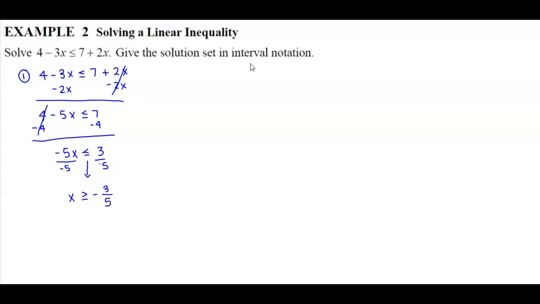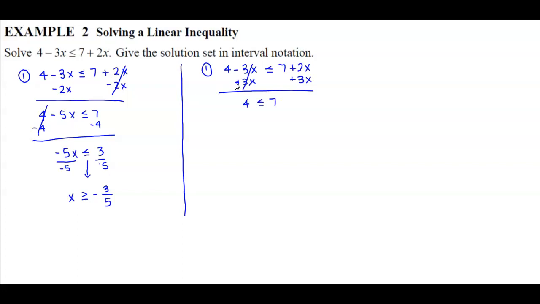Okay, now let's say that you decided to go in a different direction. You wanted to bring the x on the other side. So let's go ahead and do this again. We have 4 minus 3x, which is less than or equal to 7 plus 2x. Let's say you want to add the 3x to both sides. So on the left side we have 4, which is less than or equal to 7 plus 5x.